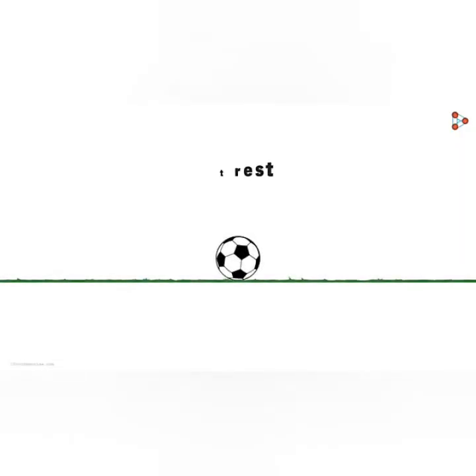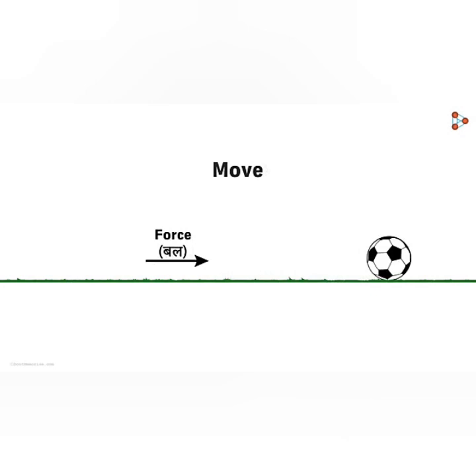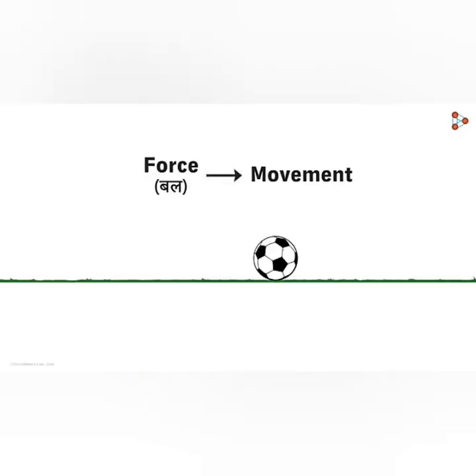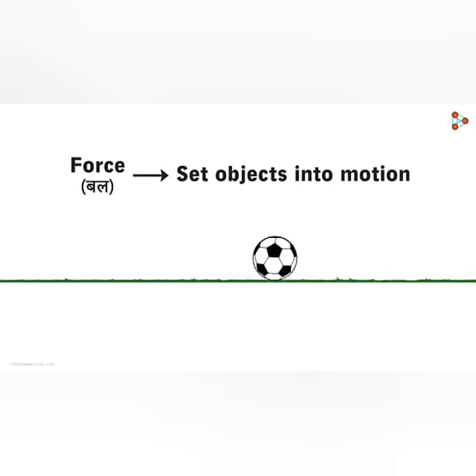Now let us assume that a ball is at rest on the ground. To move the ball, let us apply the force towards the right. What happens when force is applied? The ball moves in the direction of the force applied. Initially, it was at rest and now it is moving. What do we understand from this? A force can make an object at rest move, or set objects into motion.